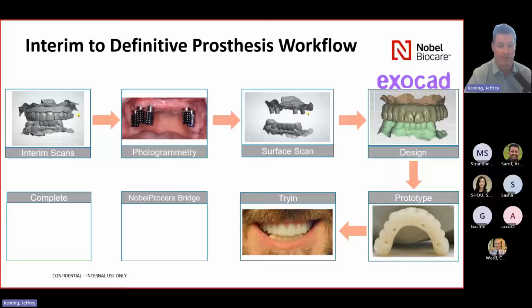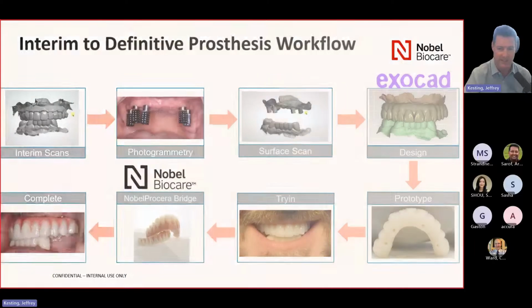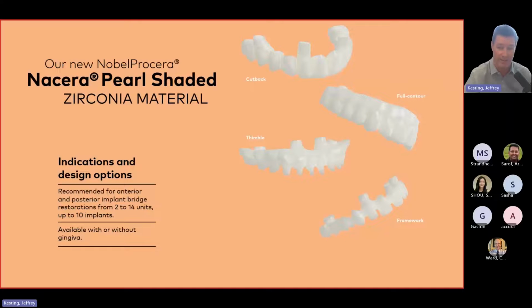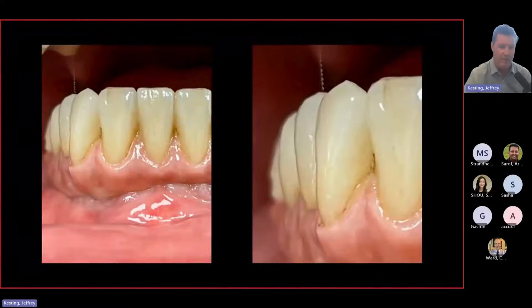And then we can move to our definitive or final restoration, which is the NobelProcera Nobel Biocare zirconia implant bridge, which we just spoke about. So you're able to achieve that, and of course, to deliver to the patient, where you can achieve those really nice aesthetics and have the strength of that bridge. And what we're able to do, just remember what we were talking about, we can do those cutbacks, full contour, we can do individual crowns. We have that versatility within the software with this bridge, and we can achieve results like this.